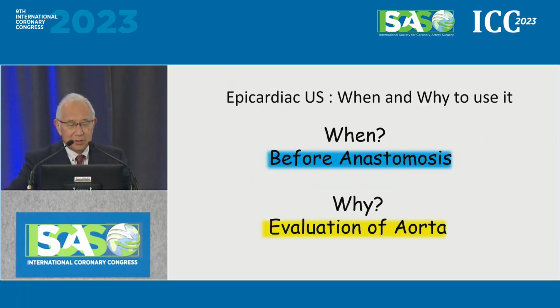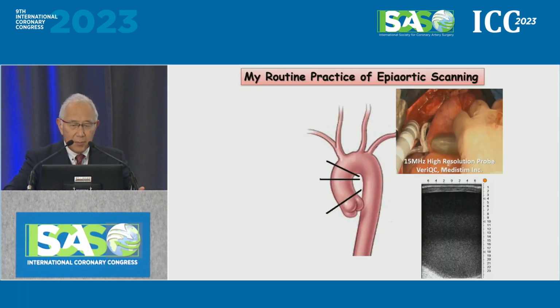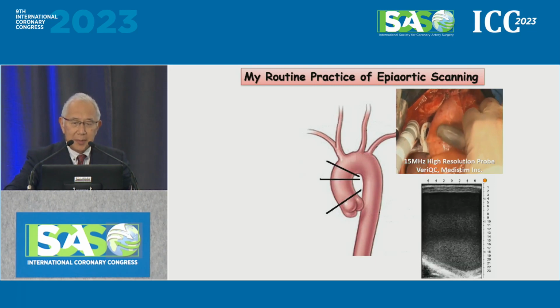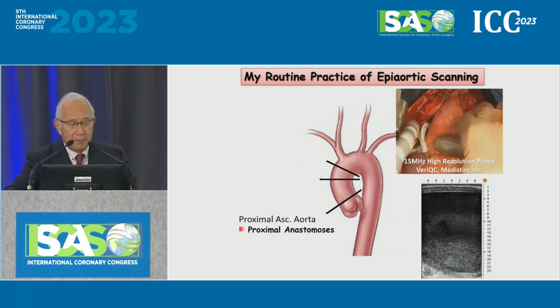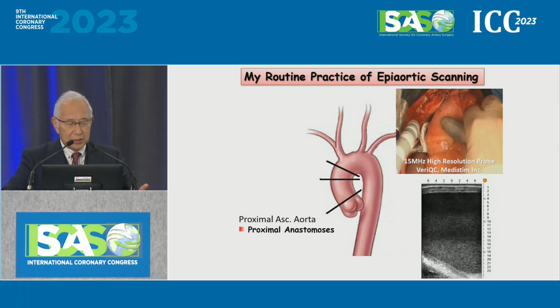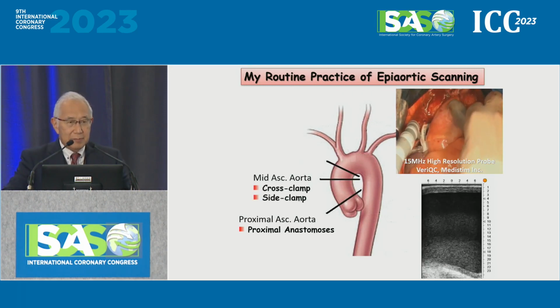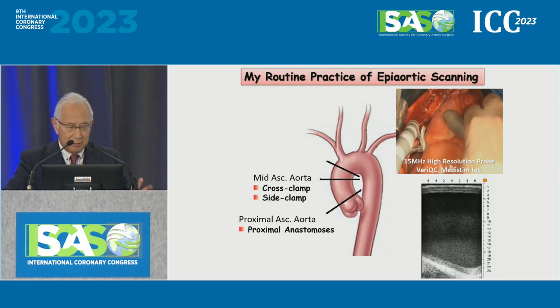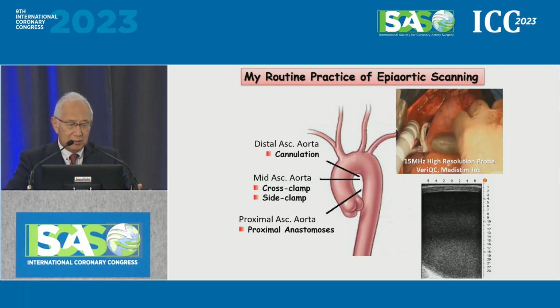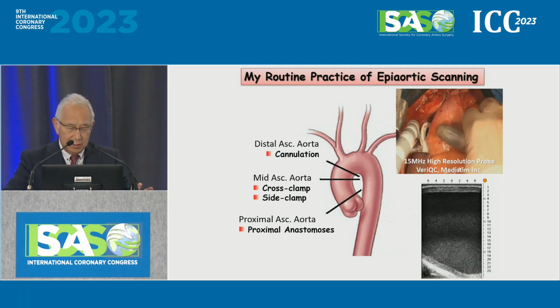So this is my disclosure. Before anastomosis, evaluation of the aorta. My routine practice of epiaortic scanning is for the proximal ascending aorta, to decide how to put the proximal anastomosis; then the mid-ascending aorta, to decide where to cross clamp or where to put a side clamp; and the distal ascending aorta, to decide where to cannulate.